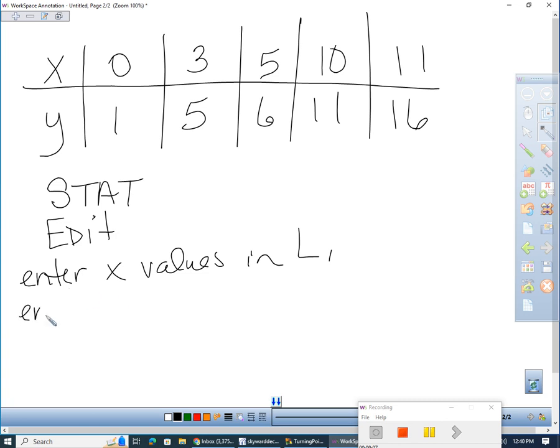Then you're going to enter the Y values in L2. So for L1 it's 0, and then it's 3. Yep, have to hit enter. All right, let me know when you guys are all caught up and ready to keep going.